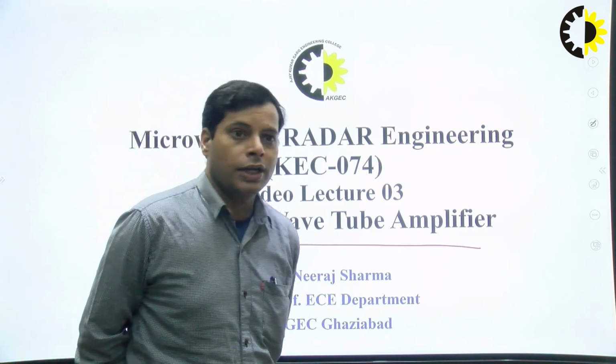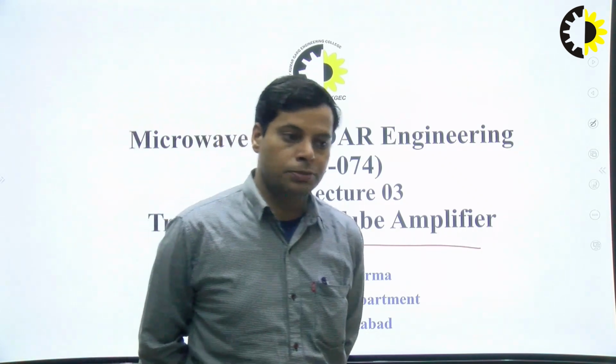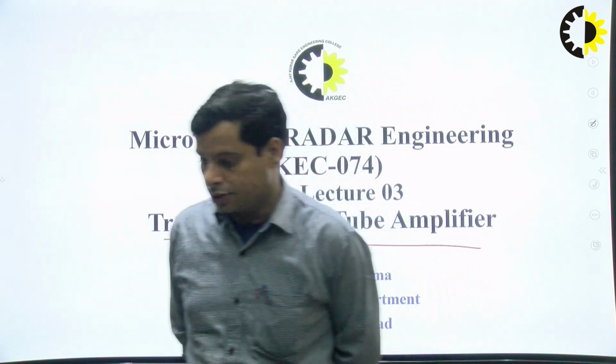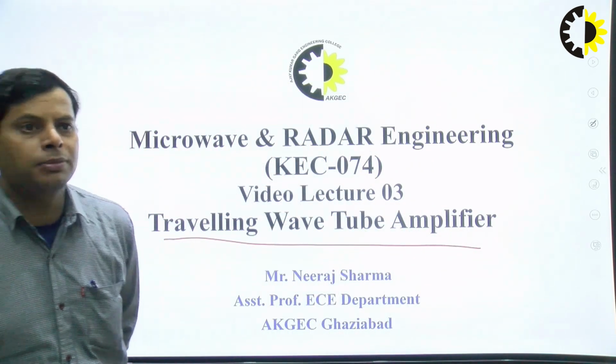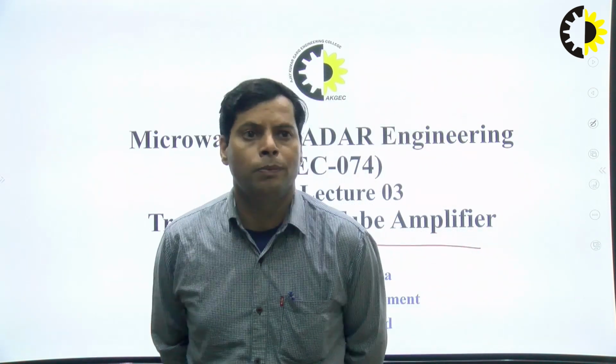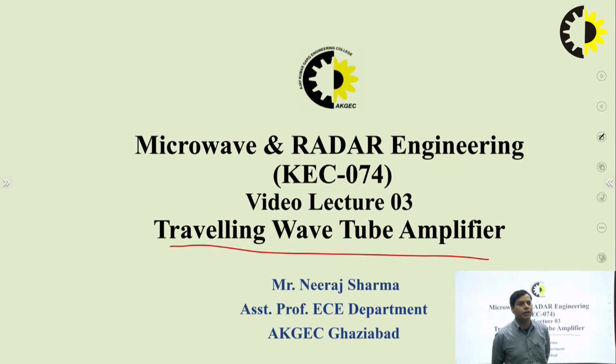But there are two categories in this. The first one is based on the cavity, and the other is the linear beam category, in which we use the beam. In the linear beam category, we use the TWT amplifier, the BWO (backward wave oscillator), and the magnetron. These are also devices used for the generation of the microwave signal. Of all these, I have chosen the topic traveling wave tube amplifier, TWT.